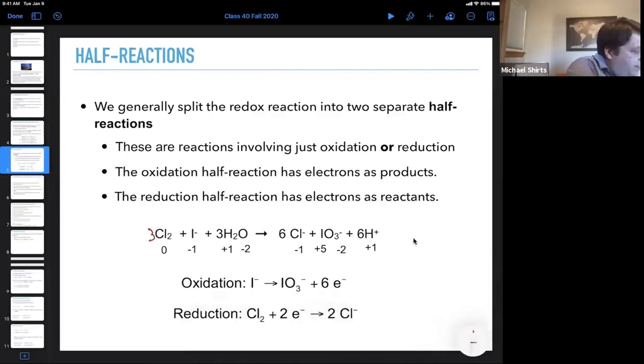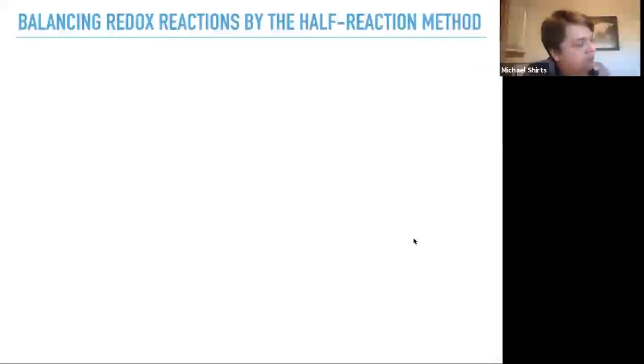There. Okay, now it's balanced. Yeah, so we take apart the reaction into half reactions, and it's a little easier to deal with them as half reactions. Okay, so frequently what we have to do in these situations is balance redox reactions, and we're going to do this by the half reaction method.